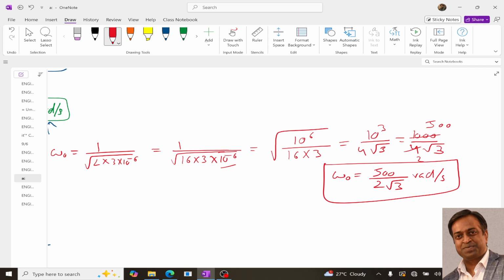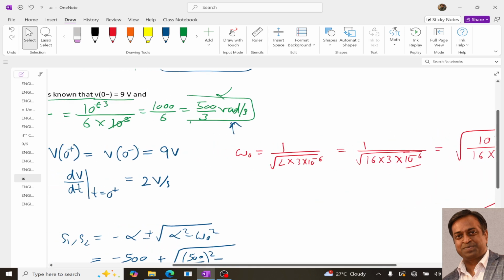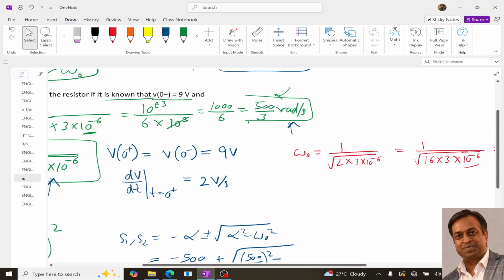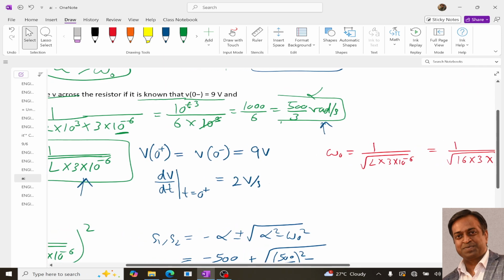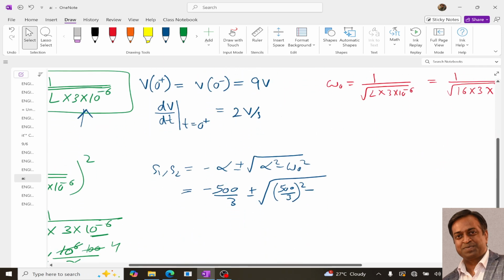Over here, note that I can cancel this 2 also, but I have not done it, because for the upcoming calculations, if I keep the value of omega naught as this, then it will become simple. So that is the reason I keep omega naught as this. Now substituting this omega naught in this to calculate S1 and S2.